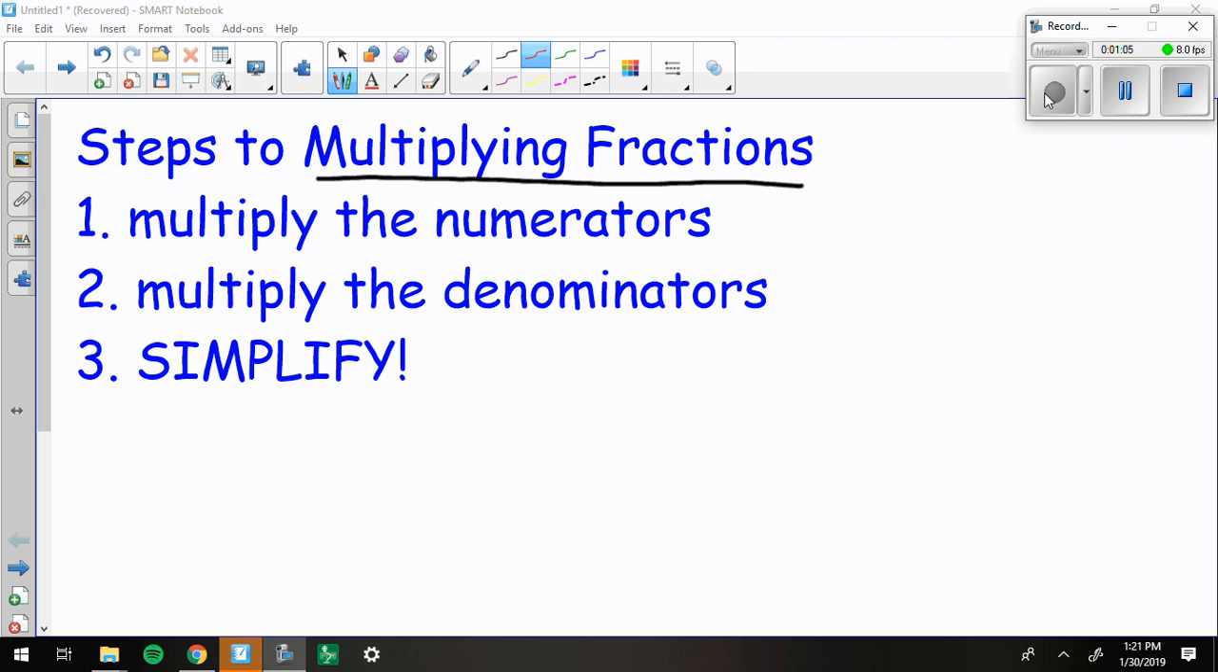Because all you have to do is follow these 3 steps. Multiply the numerators, that's step 1. Multiply the denominators, step 2. Simplify, step 3. I know, just let it sink in for a second. I know you can't believe it, but believe it. Those 3 steps, all we have to do is multiply the numerators, multiply the denominators, and simplify. Let me show you an example.